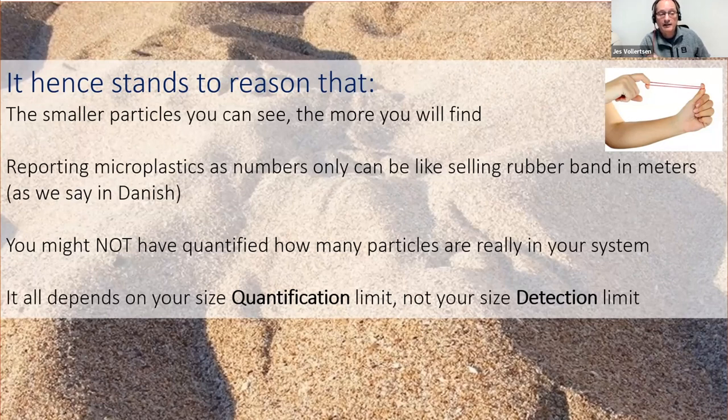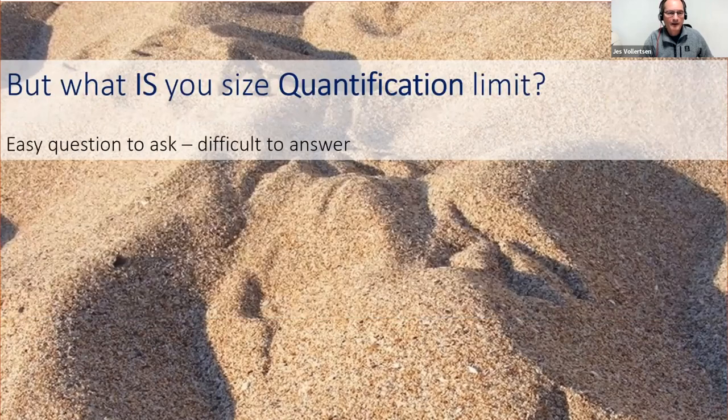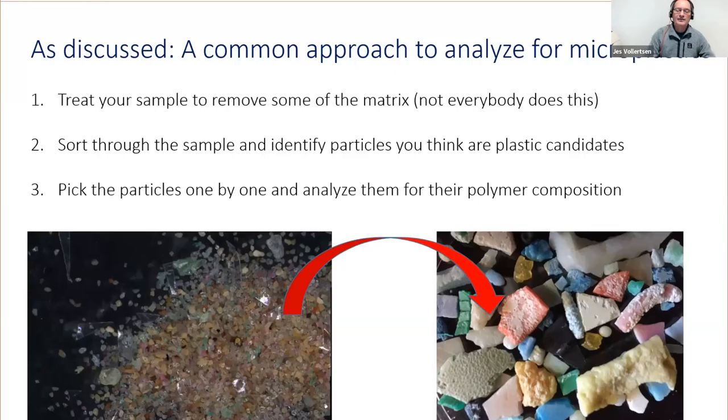This is also why it's sort of dodgy to report microplastics in numbers only, because this means that you have to be sure of your lower size quantification limit, and people are not really always sure of that, or quite often not sure of that. And also, what is actually your size quantification limit is difficult to get at. It's an easy question to ask, but a difficult one to answer.